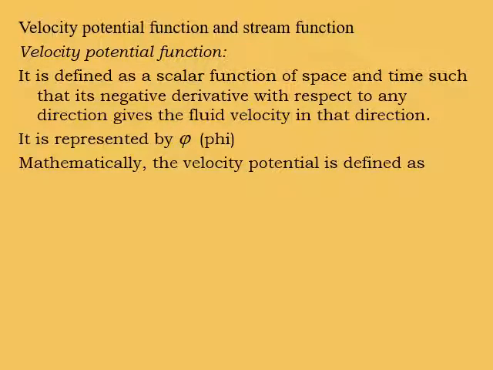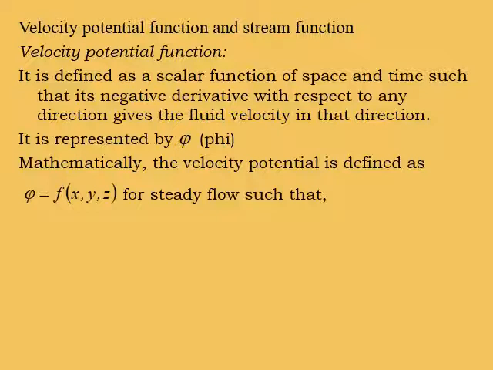Mathematically, velocity potential is defined as a function of x, y, and z for steady flow, such that u is equal to minus dou phi by dou x. Here, u represents the velocity component in the x direction.